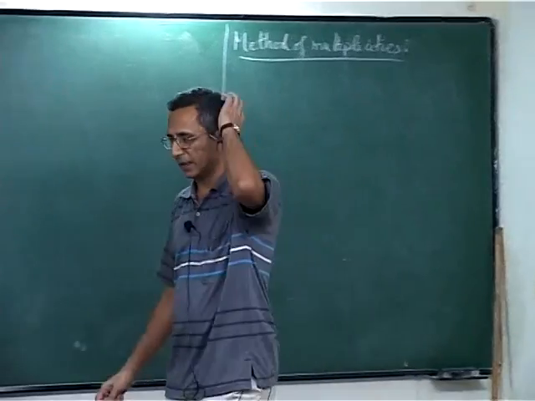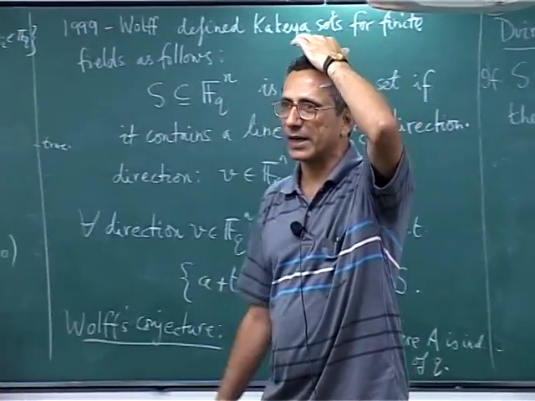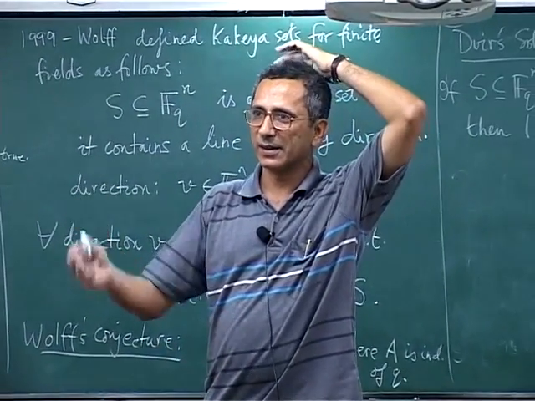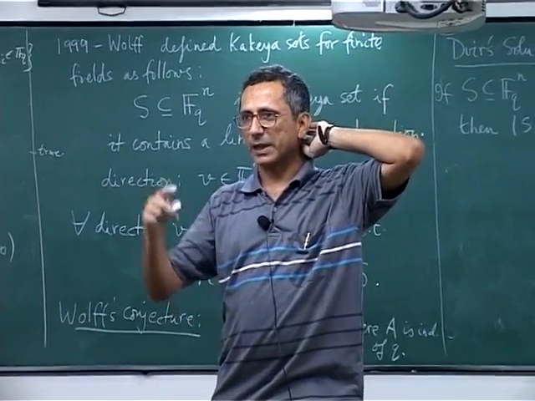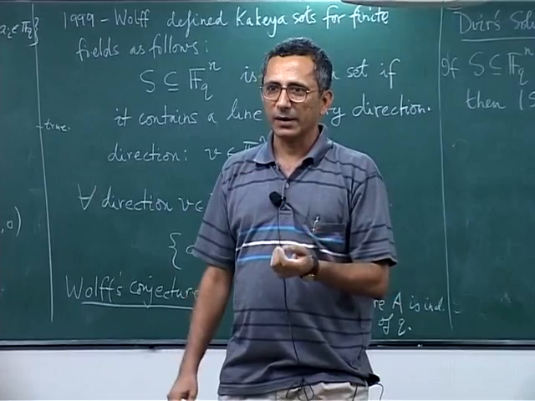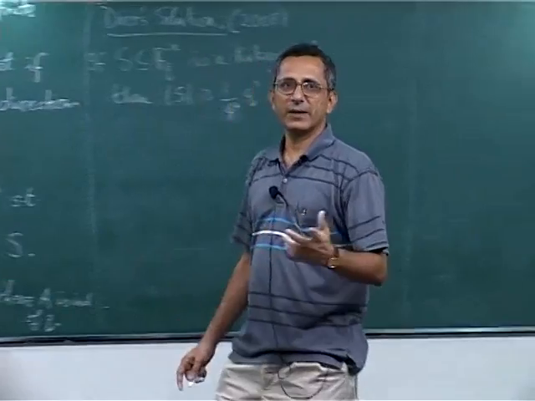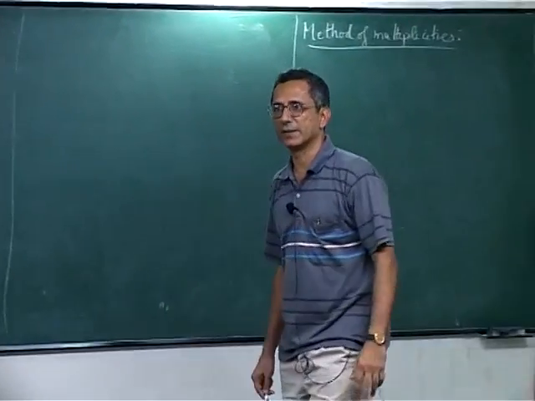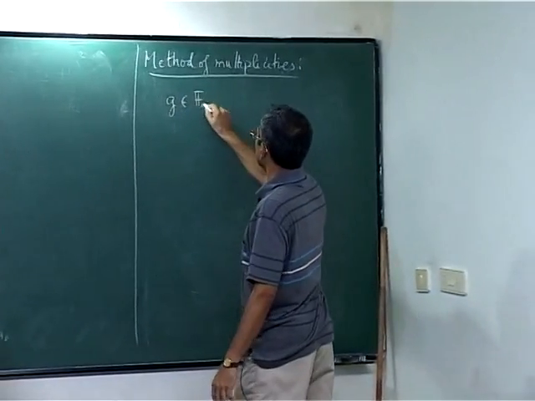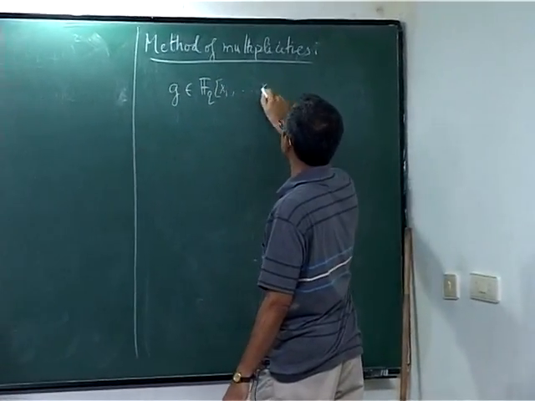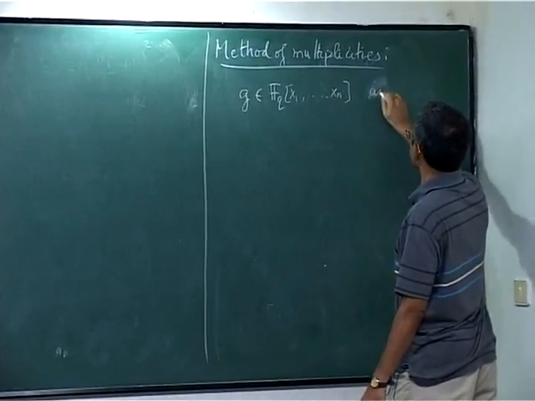So in the case of univariate polynomials, we know what multiplicity means. It's simply the number of times x minus a occurs as a factor of the polynomial f. If the highest power of x minus a that divides f is k, then the root a has multiplicity k. In the multivariate case, how do you define multiplicity? So suppose G is a polynomial in Fq x1, x2, ..., xn, and a is a 0.